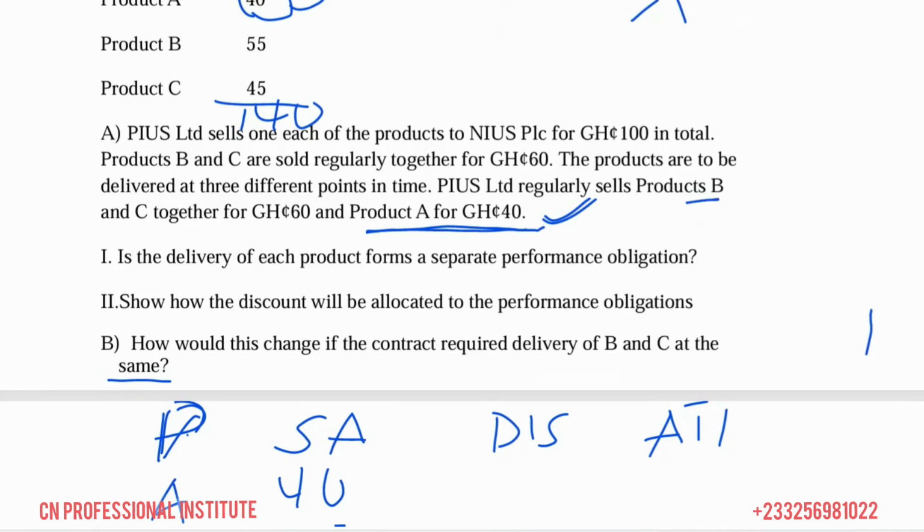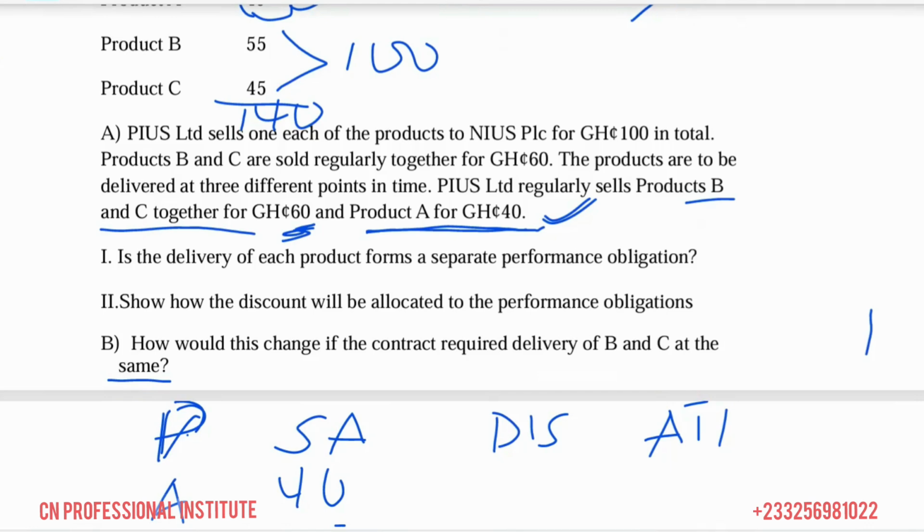Then if you come to B and C, we put them together and sell them for 60. But if you sum the standalone selling prices, 55 plus 45 will give us 100. So if we sell B and C alone, we sell them for 100, because that's the standalone selling price for them. But we have put them together and sold them for 60. So can you see that it is B and C that attract the discount?